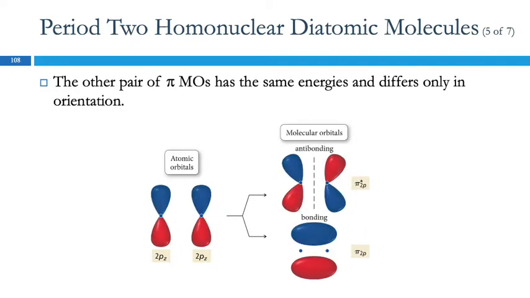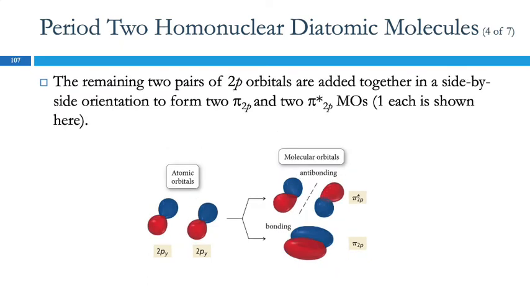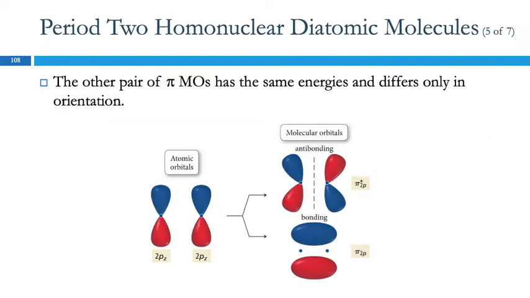And then there's one more. We've got the pz's. So again, these are going to make a bonding and an anti-bonding orbital. Here we're just looking at it from the top instead of from the side. In this one, we're kind of looking at it from the side. Here we're looking at it from the top. And again, this is also labeled pi 2p, and this is pi star 2p. So these pi orbitals have the same energy as each other, but they have a different energy than the sigma.